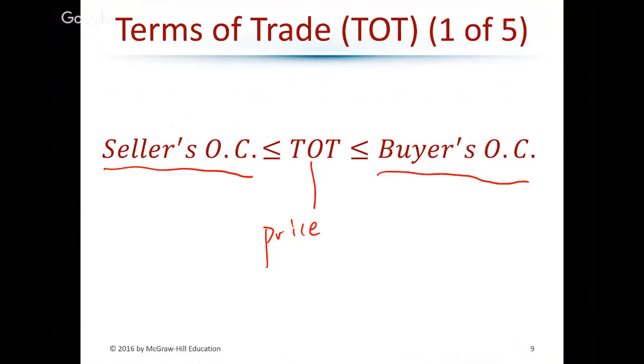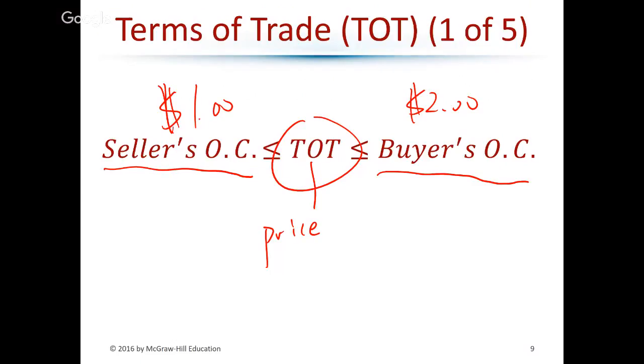Suppose you have an apple that you want to sell, and you want to sell it for $1. I want to buy an apple, and I'm willing to pay $2. We come together, agree on a price somewhere in between, and that's called the terms of trade. This only works when it's in the middle, in between the seller's opportunity cost and the buyer's opportunity cost. If that's not the case, I've got a problem.